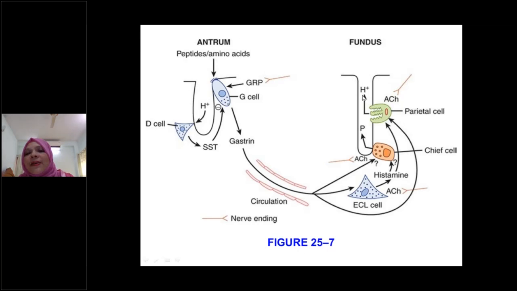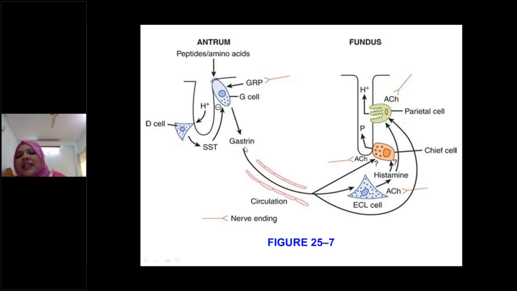See here minutely. This is the fundus, this is the body, and this is the antrum portion of the stomach. First thing, the G cell of the antrum of the stomach secretes in the presence of GRP, that is gastrin releasing peptide. Nerve ending secretes GRP, gastrin releasing peptide. These GRP stimulate G cells of the antral mucosa of the stomach, which secrete gastrin.